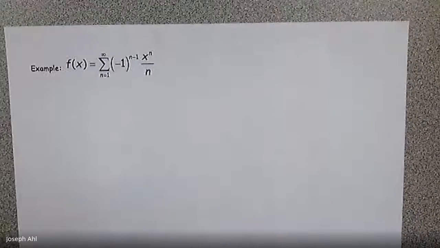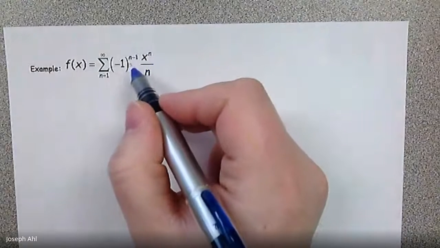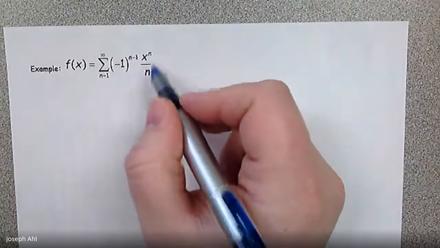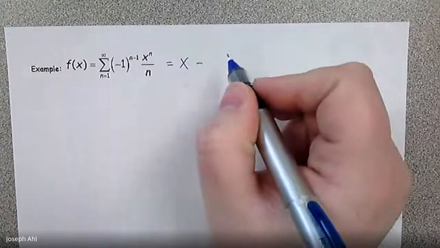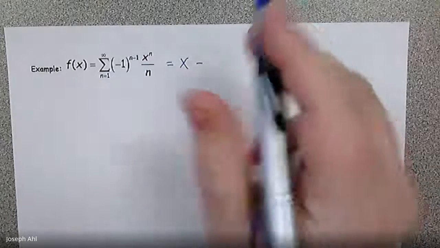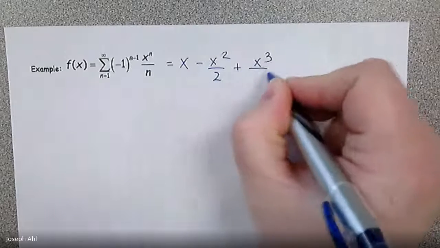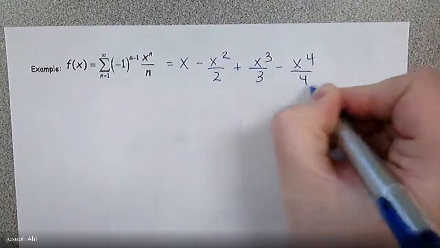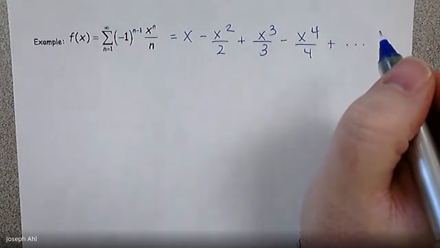All right, so the last one that we'll do in today's notes is the sum from n equals 1 to infinity of -1 to the n minus 1 times x to the n over n. When x is 1, this is just +1, so x to the first over 1 is x. And then the next term is going to be minus because of the alternating piece here, so x squared over 2 plus x cubed over 3 minus x to the 4th over 4, and so on. So that's what the series is going to look like when expanded.